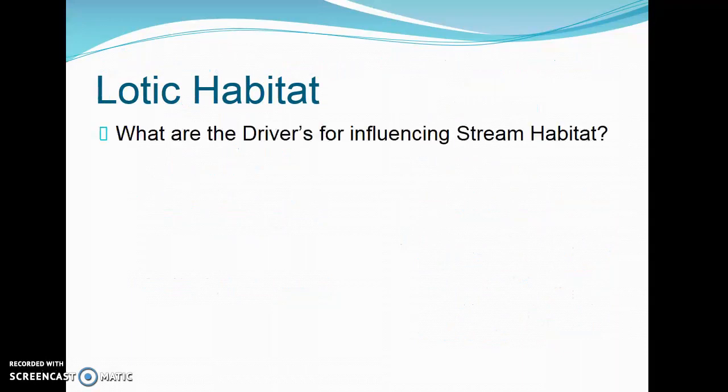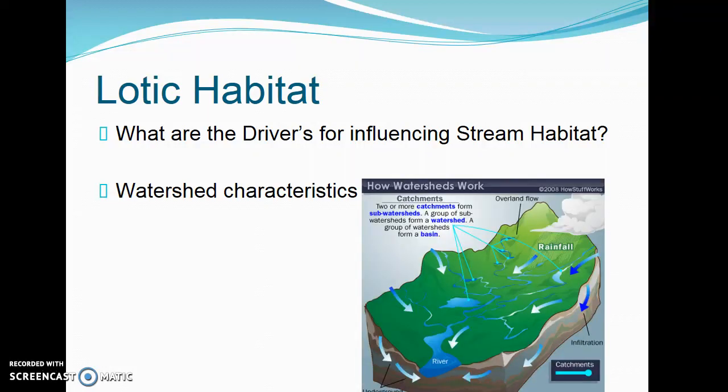Okay, so looking at a lotic or a riverine environment, let's think about what are the drivers that influence that in-stream habitat. Well, the water in any water body is highly dependent upon the watershed, and it's important to know what a watershed is. A watershed is just an area of land that drains water both above ground and below ground to some kind of common water body.